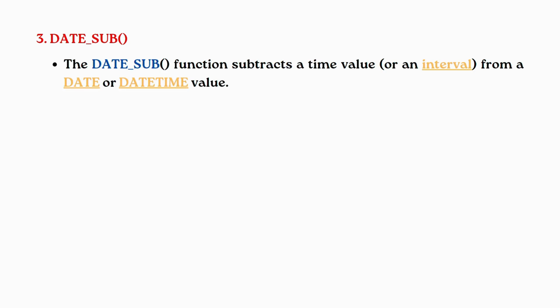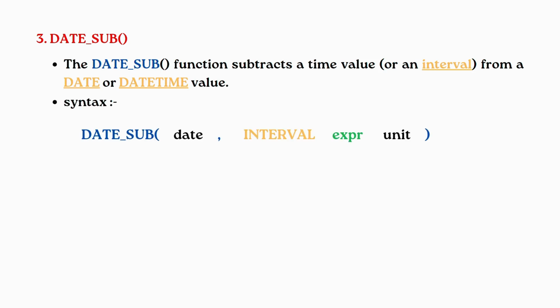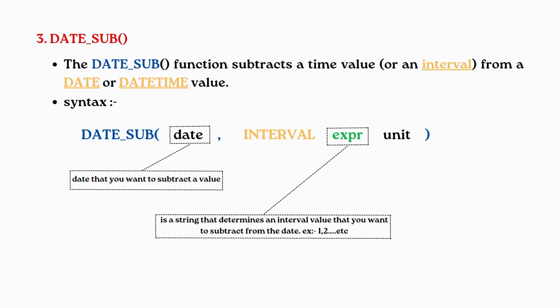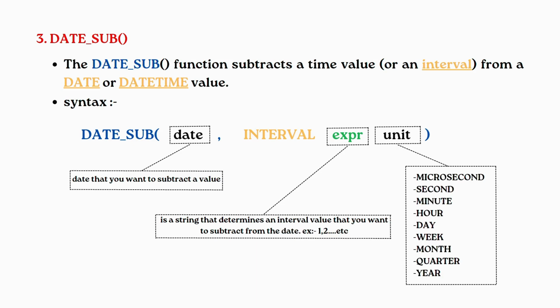Next date function is date subtraction. This function subtracts a time value or an interval from a date or datetime value, and the syntax for this method contains arguments where the date argument is the date from which you want to subtract a value. Expression is a string that determines an interval value that you want to subtract from the date. Unit argument determines the unit of the result, and the following are the valid units which we can pass in this function based on our requirement.